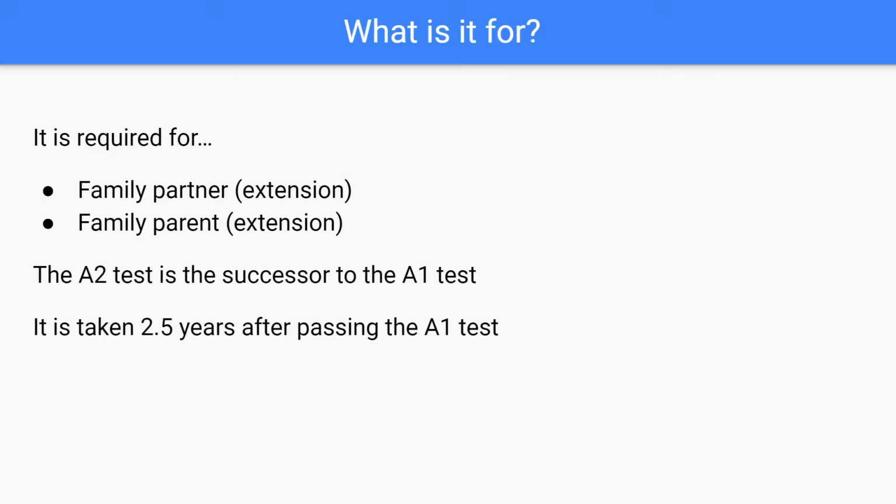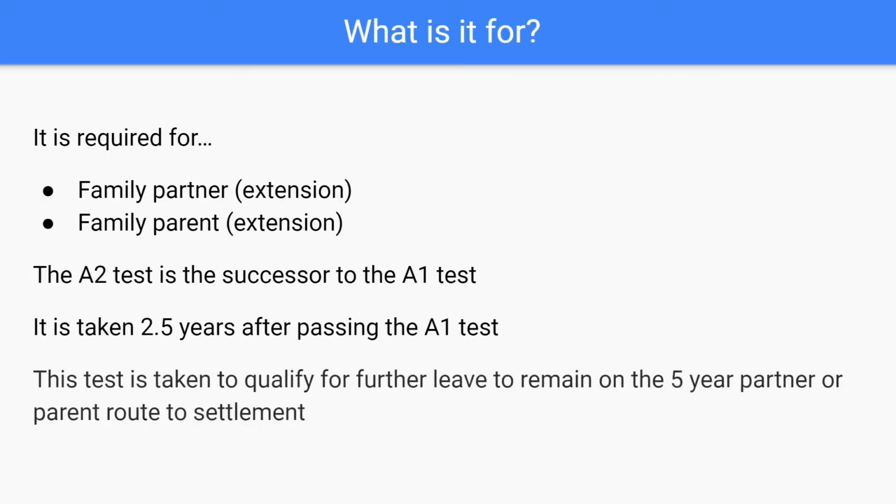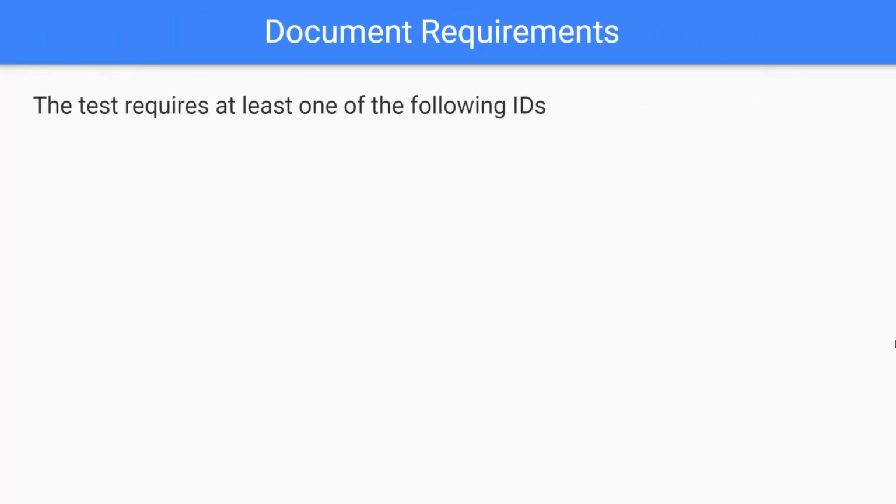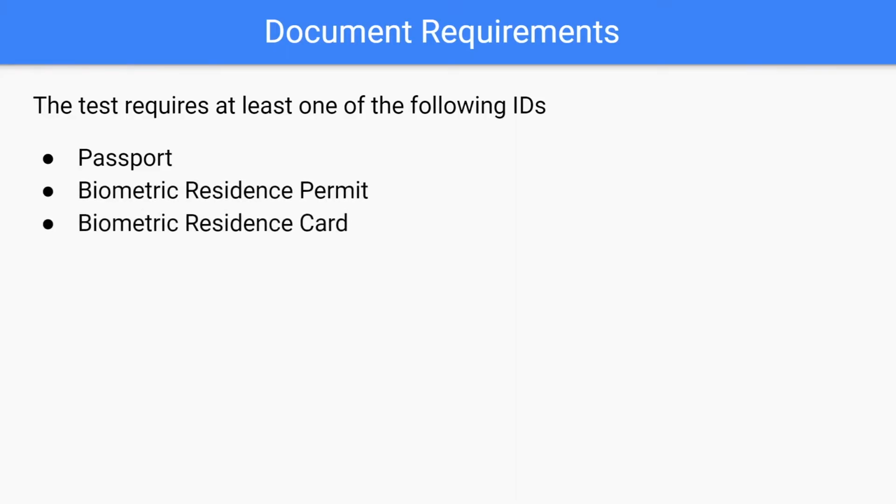This is also an English language test. Passing this test will give you an extra 2.5 years, after which your total duration in the UK would become 5 years. After 5 years, you can easily qualify for the further leave to remain on the 5-year partner or parent route to settlement. That is why this test is compulsory if you want to get further leave to remain in the UK. Now let's see the document requirements for this test.